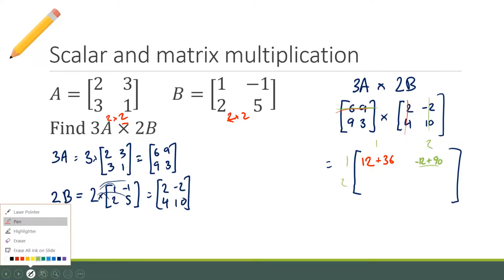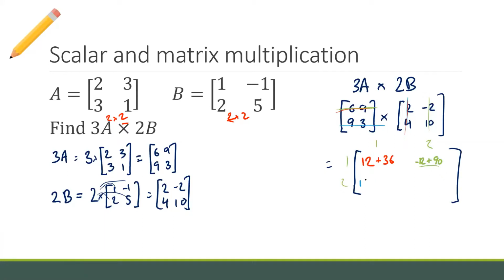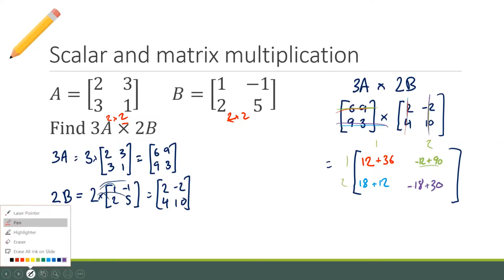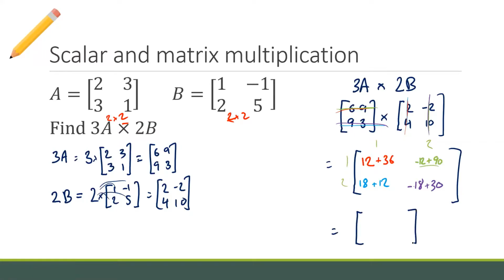Now, the next one, let's go with blue. Second row, first column. 9 times 2 is going to give us 18. 3 times 4 is going to give us 12. Beautiful. Last one. Second row, second column. That's going to be 9 times -2 is -18, plus 3 times 10 is going to be 30. Done. To be honest with you, that's the hard part, getting them all into a nice little package here.